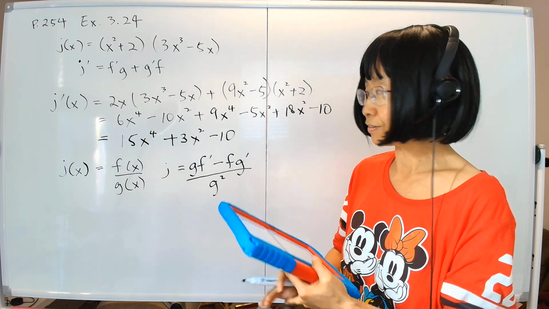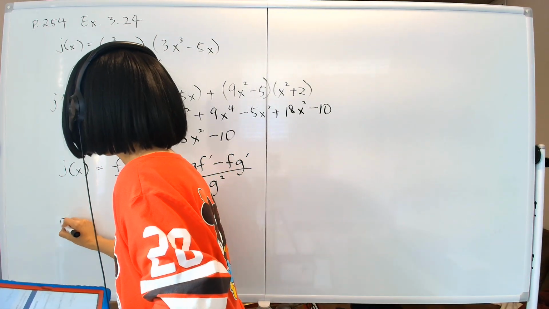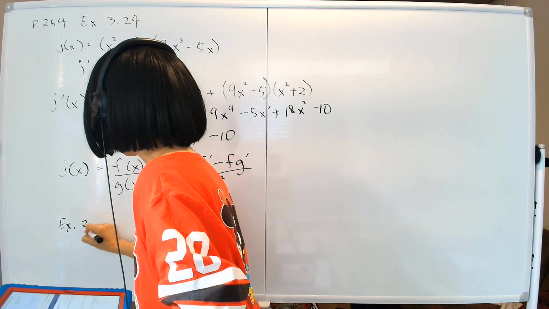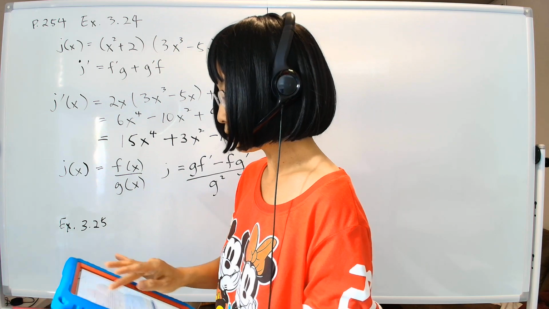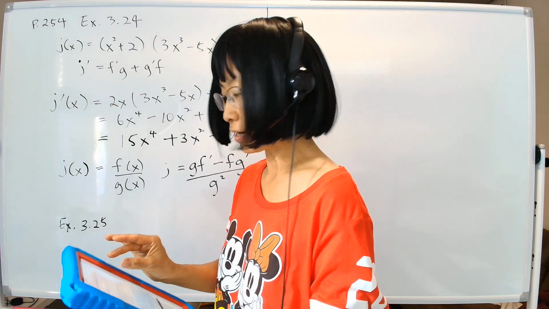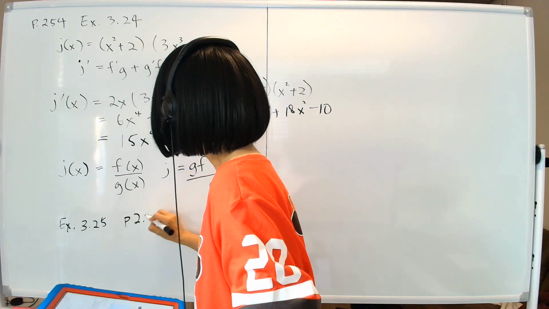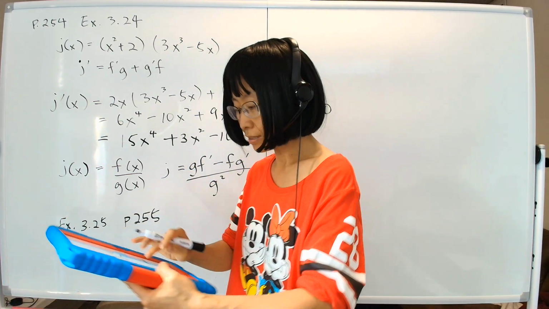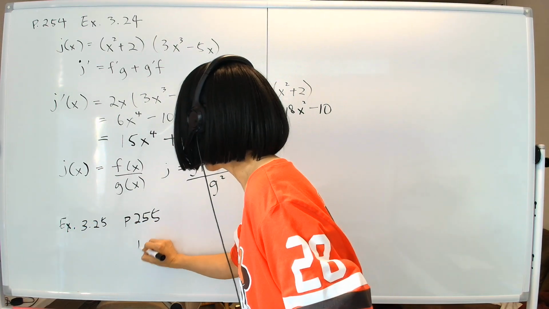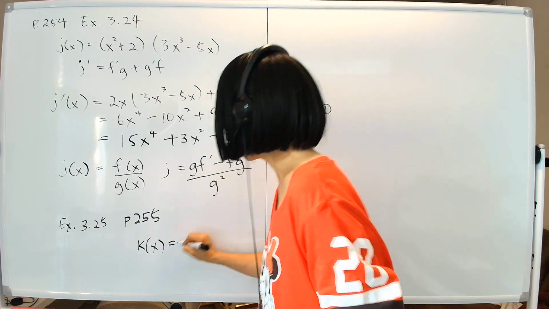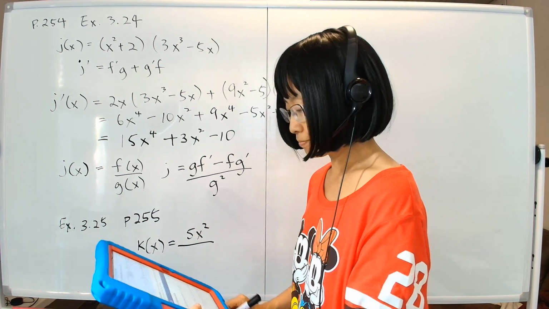Example 3.25. Next, let's look at example 3.25, which is on page, let's see, we are right now on page 255. The example we're going to do, for the first example, is a fairly simple one, where k of x equals 5x squared divided by 4x plus 3.